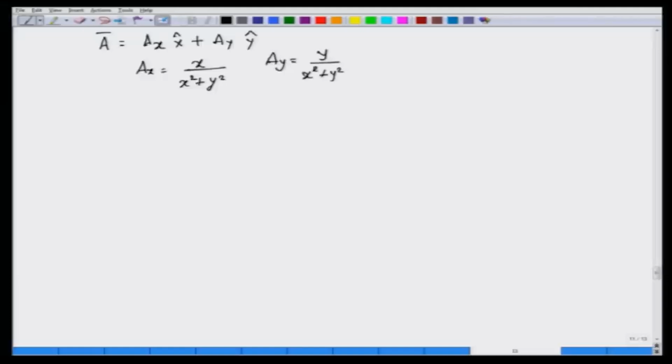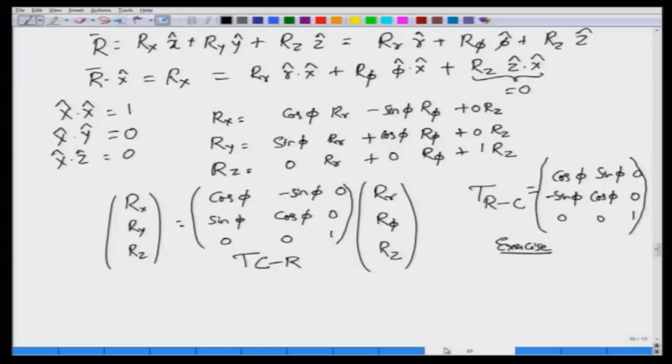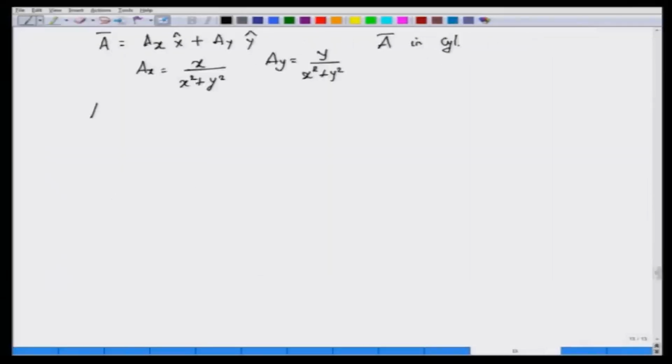Now, I want you to find out the vector in the cylindrical coordinate system. How do I find the vector in the cylindrical coordinate system? I have to use the formula that I developed earlier. So, what is that formula? I have to use this transformation matrix. I know Ax, I know Ay, I know Az. Az in this case is 0, and then I have to find out Ar, A phi and Az. Okay, let me proceed to find that one out.